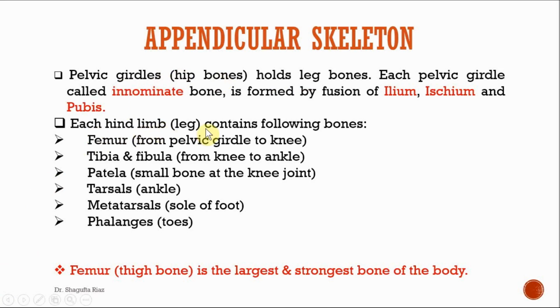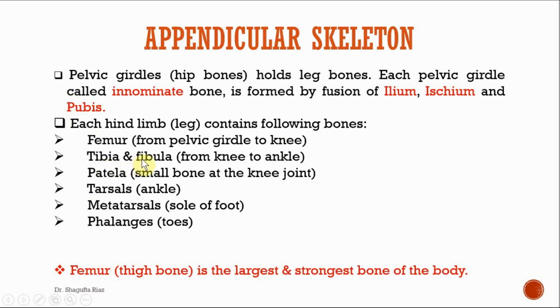Each hind limb or leg contains the following bones, just like the forelimb, but the names are a little bit different from the previous one. Femur, the bone which joins the pelvic girdle to the knee. Femur is the thigh bone and it is the largest and strongest bone of our body.